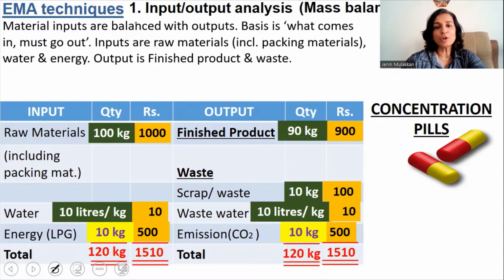Now look at this input-output statement. It is very easy for us to know what is a wastage. See, 10 kg has gone as scrap or waste, and wastewater is 10 liters, and the carbon dioxide emission is 10 kg.